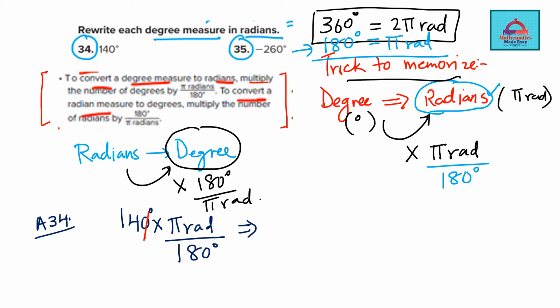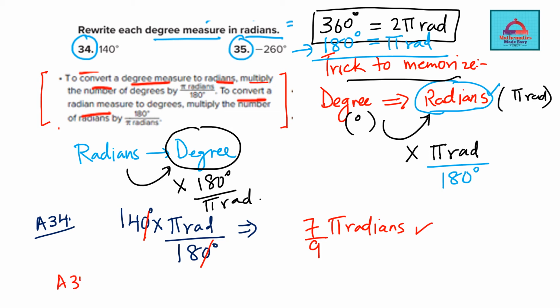The 0s will cancel. Pi radians, we are going to keep it like that. We'll not substitute anything for pi or try to change it here because you want the answer in radians. So this is like a unit working just like degree. Now you just try to simplify 14 over 18. Both are even, so you divide both by 2 and you get 7 over 9. So this is your answer.